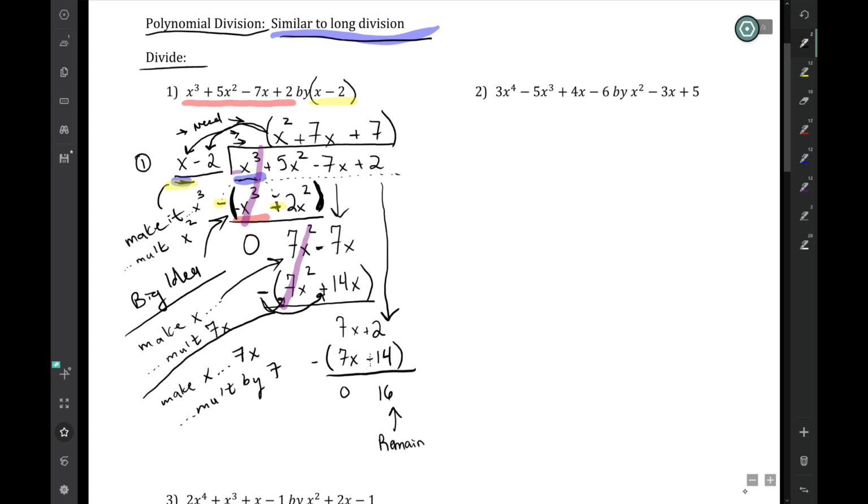It's okay to get remainders. Now the final answer. I know this was one problem, but I went slow. There is your answer, what all you need: x squared plus 7x plus 7.